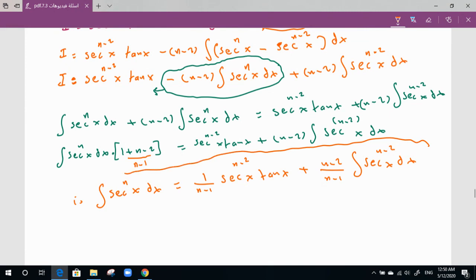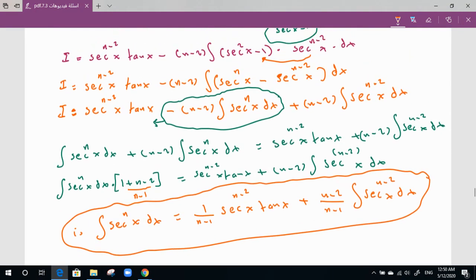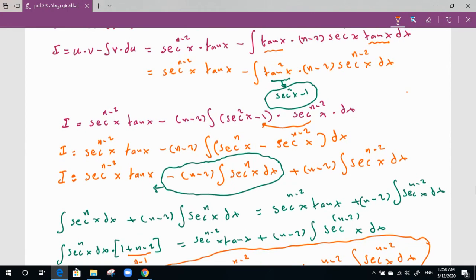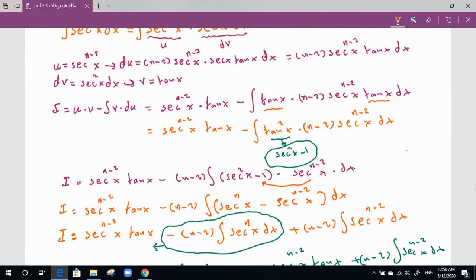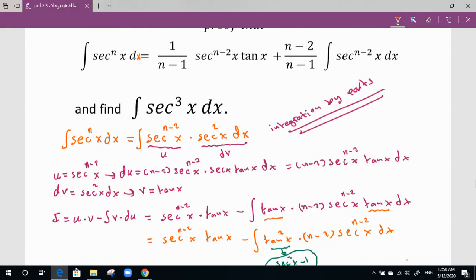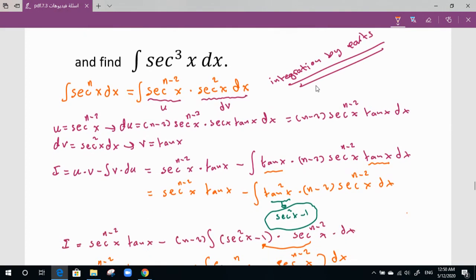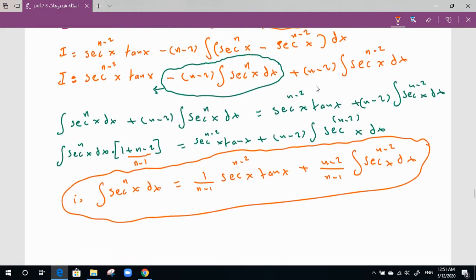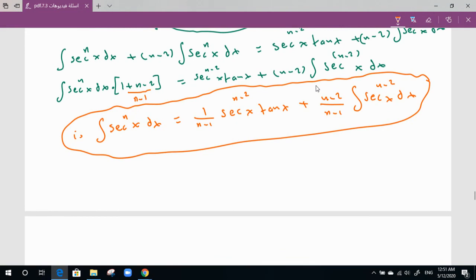Now I will check whether this is the correct answer or not. I will go back to my question. Let's see here: it's 1 over n minus 1 secant to the power n minus 2 x tan x plus n minus 2 over n minus 1 times the integral of secant to the power n minus 2 x dx. So I have the correct answer here in this proof.